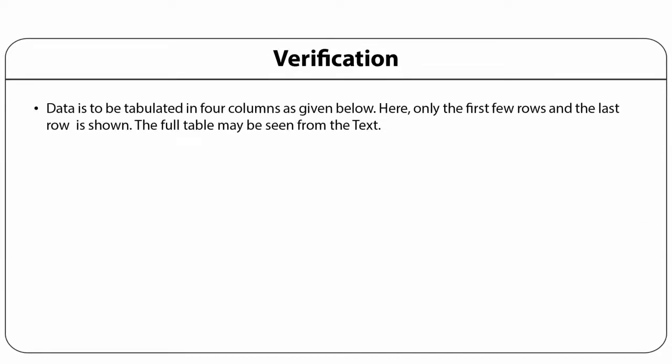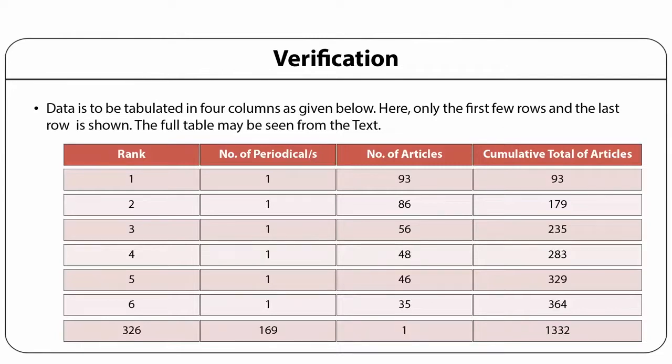This slide is a table which shows productivity-wise distribution of periodicals. It has 4 columns. The first column is rank, the second column is number of periodicals, the third column is number of articles, and the fourth column is cumulative total of articles. Here we find in the first row, that is rank 1, number of periodicals 1, number of articles 93, cumulative total 93. In this way, when we come to the 8th rank, we find that there is 1 periodical, the number of articles is 20 and the cumulative total is 412.